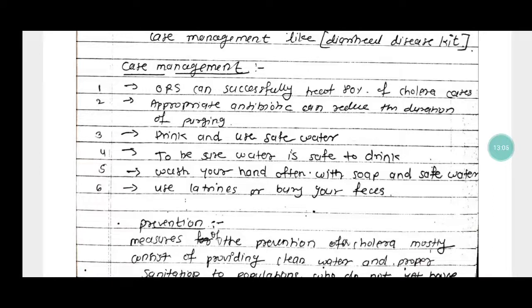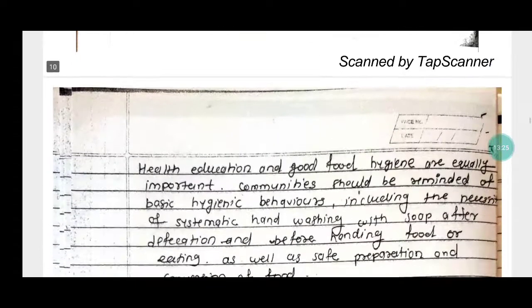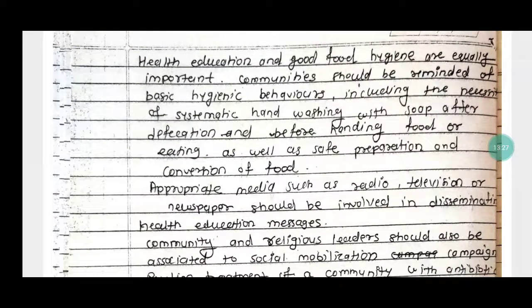Use latrines or bury your feces. So the measures for prevention of cholera mostly consist of providing clean water and proper sanitation to the population who do not yet have access to basic services. Health education as well as good food hygiene are equally important.